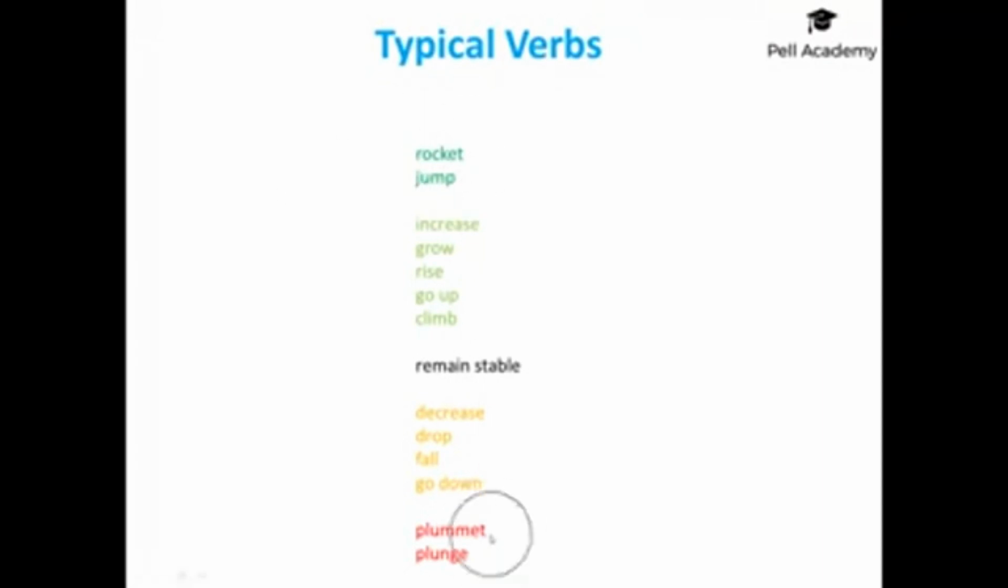And the opposite end then, plummet and plunge, is the opposite way around. So again, they would be used very rarely. But if you look at my cursor here again, it's when it's going along relatively stable, and then just goes down really, really steeply. So that's plummet and plunge.